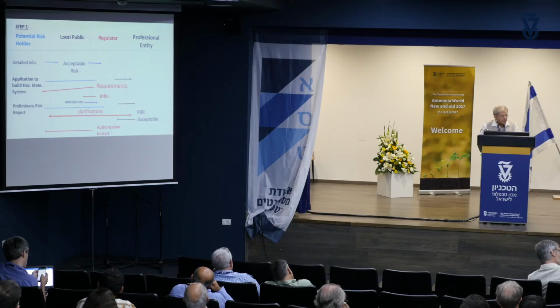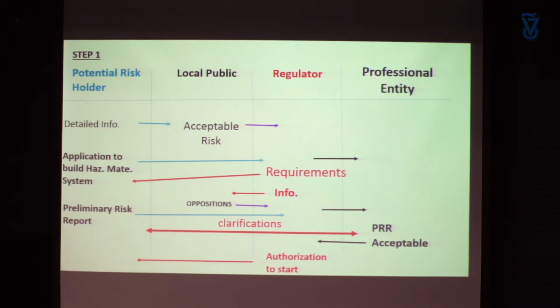Now, the potential risk holder prepares the application to build a hazardous material system. In this case, I'm talking only about hazardous material. So he has to present the application for it. He sends it to the regulator, and the regulator immediately informs the professional entity about it. And the regulator issues the regulations and requirements to the potential risk holder.